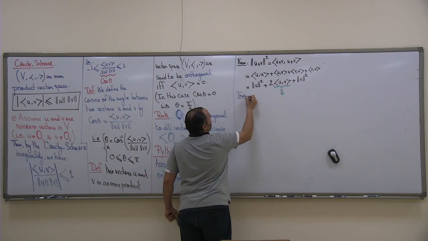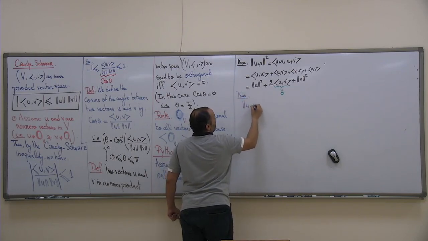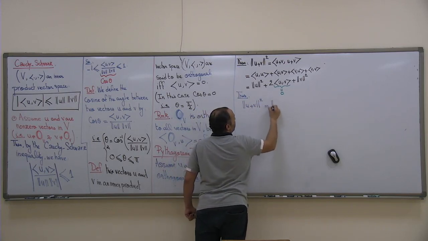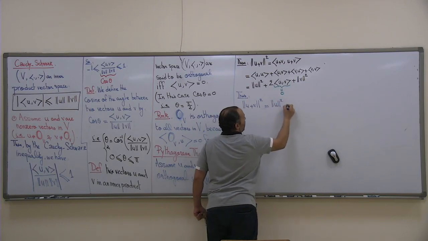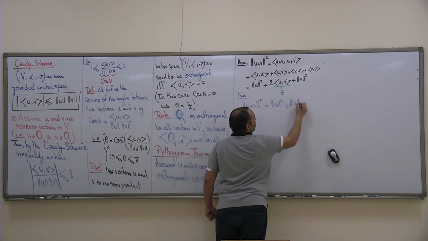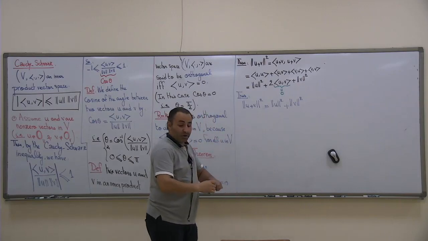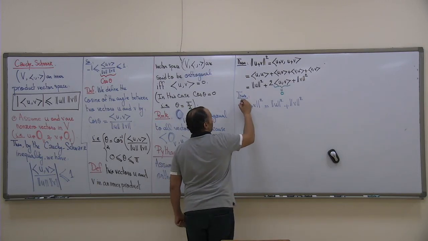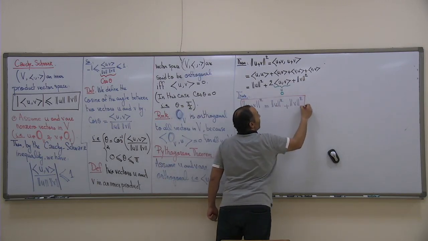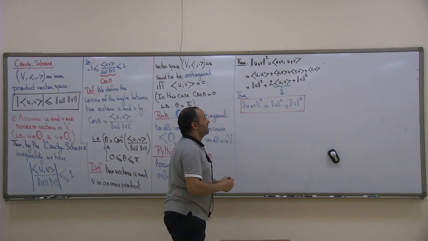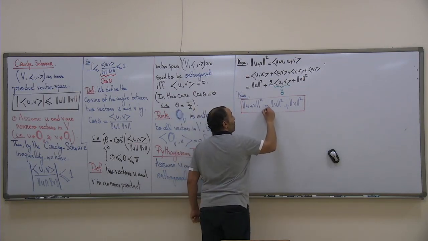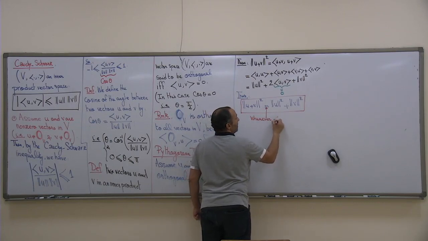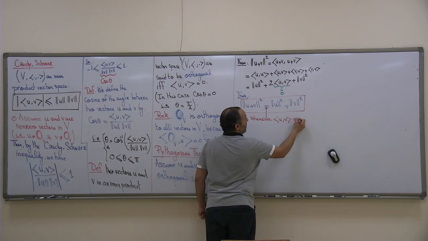So I end up having, thus, the norm of u plus v, all squared, is equal to the norm of u squared plus the norm of v squared. And this is the so-called generalized Pythagorean theorem. So we proved the Pythagorean theorem for any inner product vector space. Remember this one, whenever u is orthogonal to v.